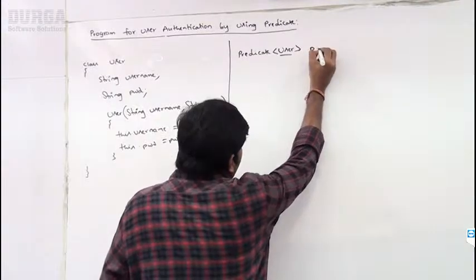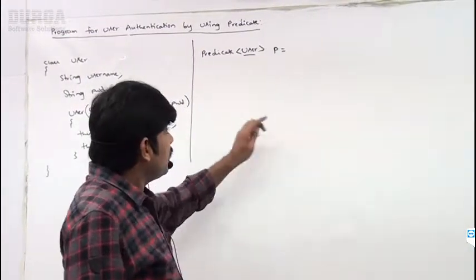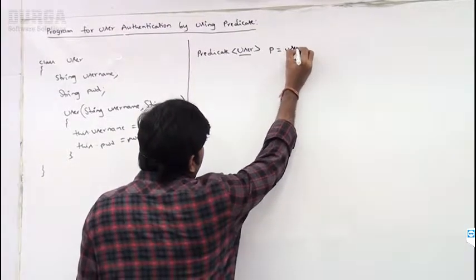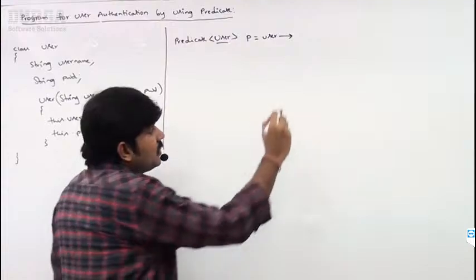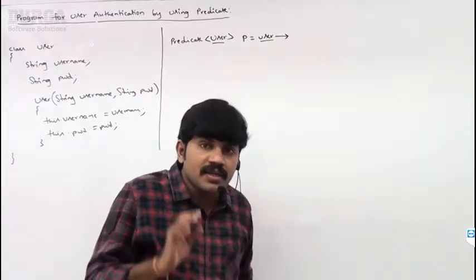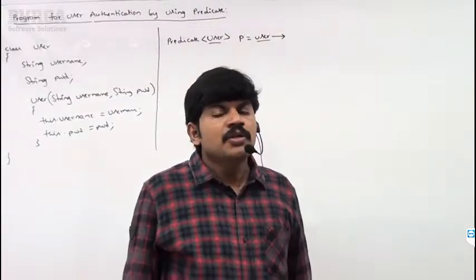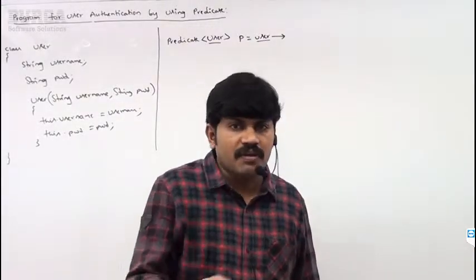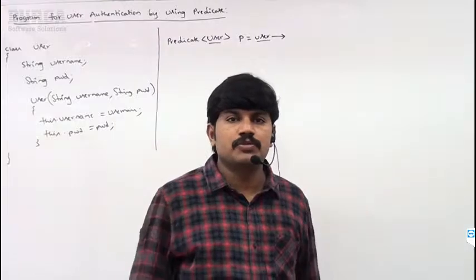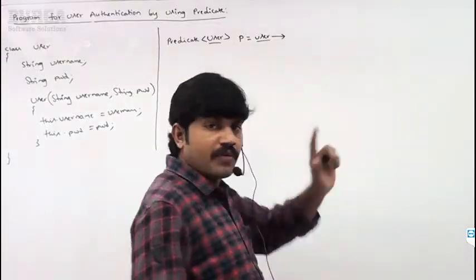Predicate of User, p is equal to. Now what is the input to the test method? I'm passing a user object. User object is the input to the test method. What condition do I have to check? Username should be this, password should be that. Normally I would compare with database values or file values. Just for simplification purposes, username should be Durga and the password should be Java. Such a user is considered a valid user.